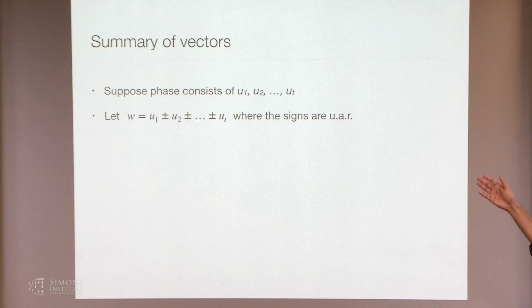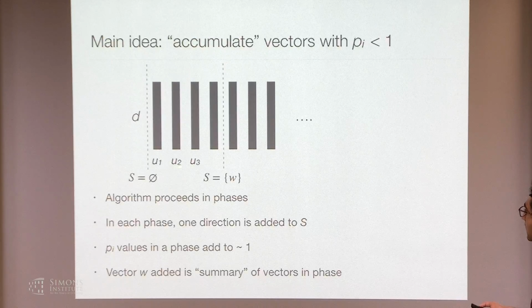If you have a phase that consists of u1, u2 up to ut, we do a very simple summary, which is basically the random linear combination of the ui's. This is the vector that we will add at the end of each phase, and these signs are chosen uniformly at random. So in the phase you just have a memory of this one vector, which you keep adding to in this phase. That's the reason it's not much memory.